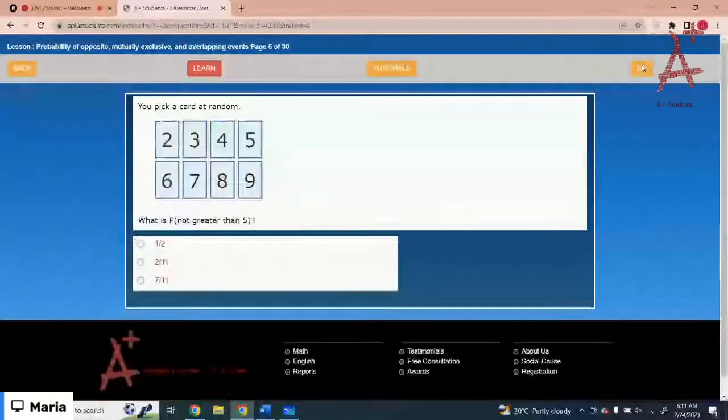You pick a card at random. What is the probability of not greater than 5? So how many numbers are greater than 5? 1, 2, 3, 4. So the probability of not getting greater than 5 is 1 over 2. Got it? Because half of the cards are less than 5 and half of the cards are greater than 5. 4 cards are less than 5 and 4 cards are greater. So it is 1 over 2. Got it?